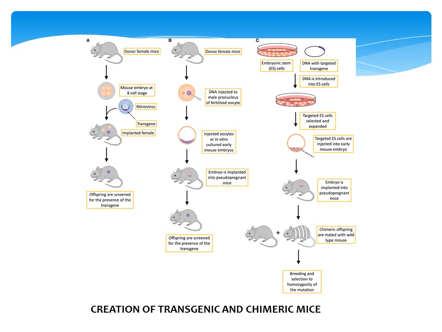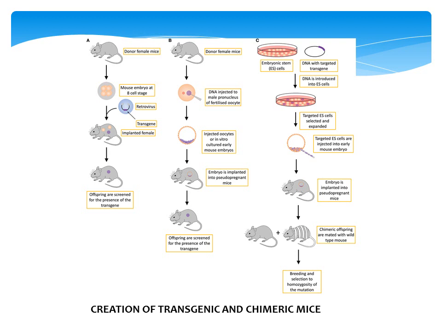In the case B, you have again donor female mice. Here, the DNA is injected into the male pronucleus of the fertilized oocyte. So when the fertilization happens, then the fertilized oocyte, injected oocytes, or in vitro cultured early mouse embryos. When it divides, it becomes the blastocyst. After it becomes the 16-cell stage, then that embryonic stem cells is implanted into the pseudo-pregnant mice, and offsprings are screened for the presence of the transgene.